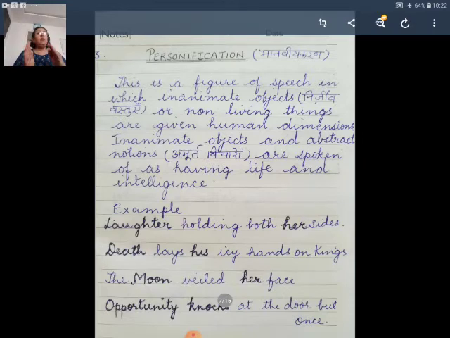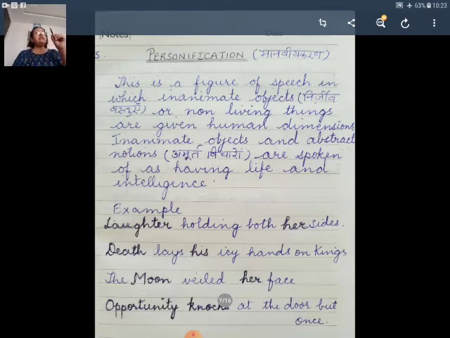Laughter holding both her sides. And laughter is seen as a lady. How do we come to know that she is seen as a lady? The word her. With the word her we give her the qualities of a lady. Laughter holding both her sides. You start imagining as if laughter is a lady and she is holding both her sides. So this is the way we have personified laughter. We have given human qualities to laughter.